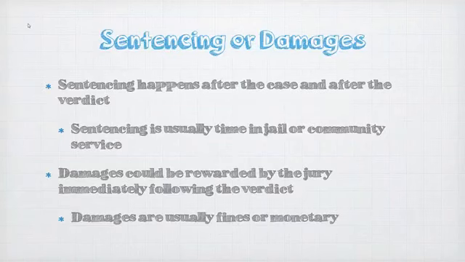Last but not least is the sentencing and damages. All right? Sentencing happens after the case and after the verdict. A sentence is usually jail or community service, whatever it might be. Damages could be awarded by a jury if it's a civil suit, all right? Or they could just be found liable without having to pay damages, all right?